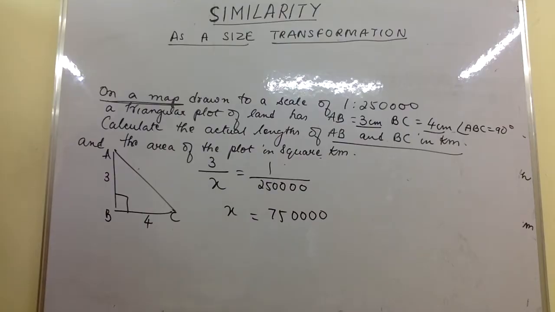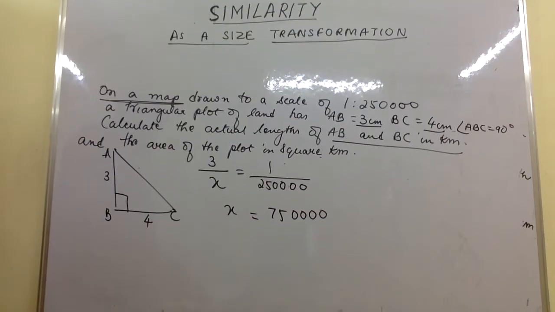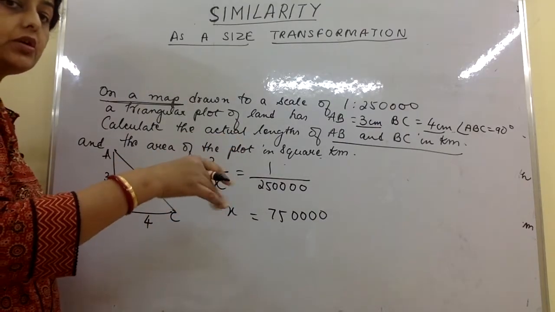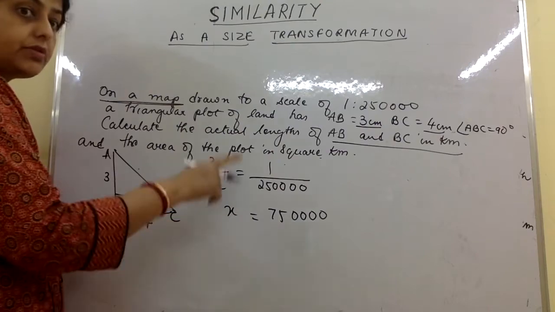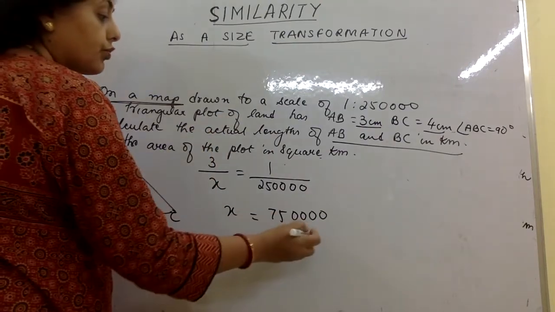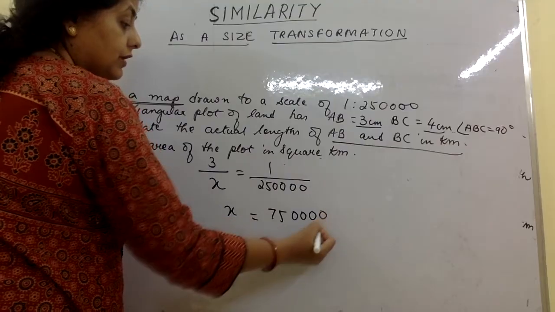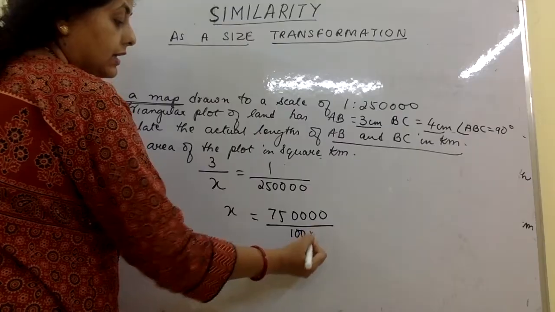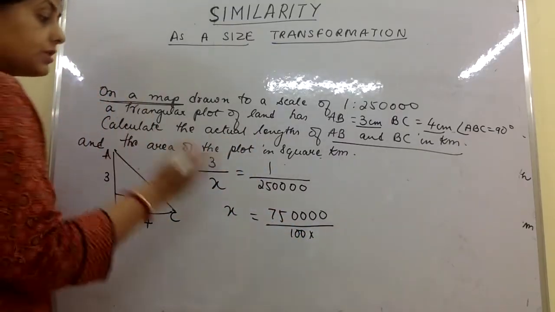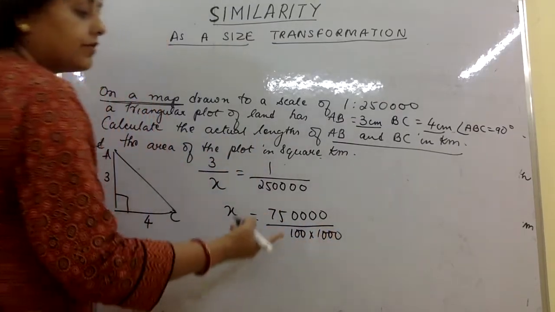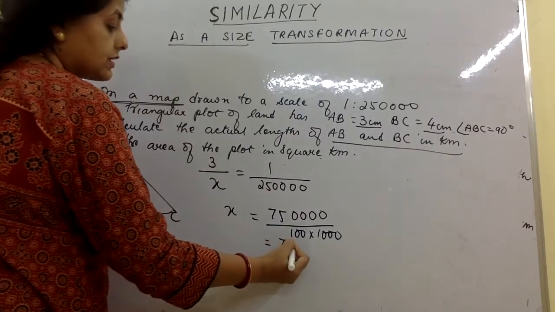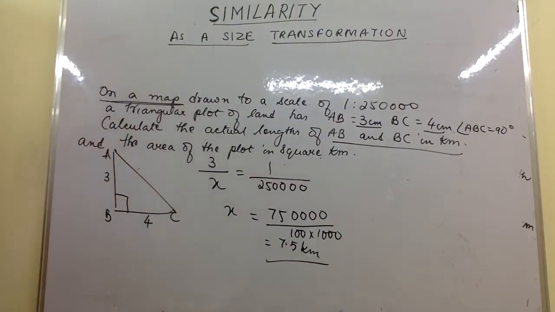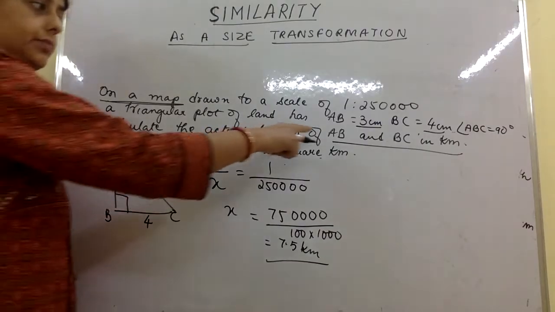So if x is 75 and 4 zeros, then remember, we have got AB, the side of the plot, in centimeters, but we need to convert it into kilometers. So we will first go centimeter to meter, which is 100, and meters to kilometers, which is 1000. So we are actually dividing by 5 zeros. That makes it 7.5 kilometers. Okay, so that is the first part of the sum, that is we got AB in kilometers.